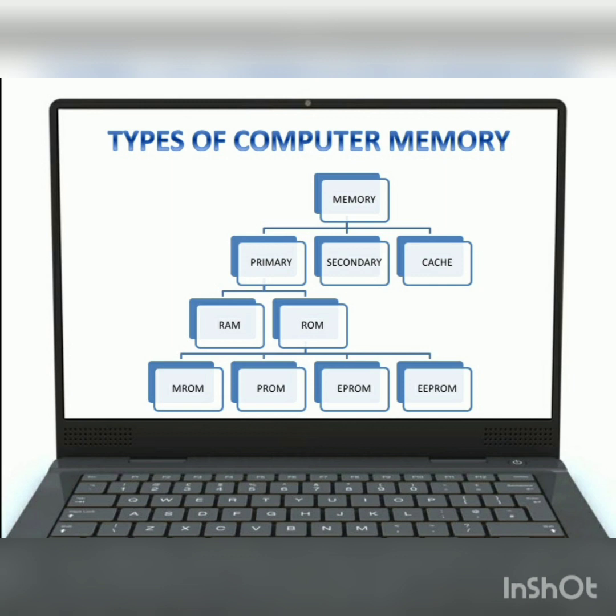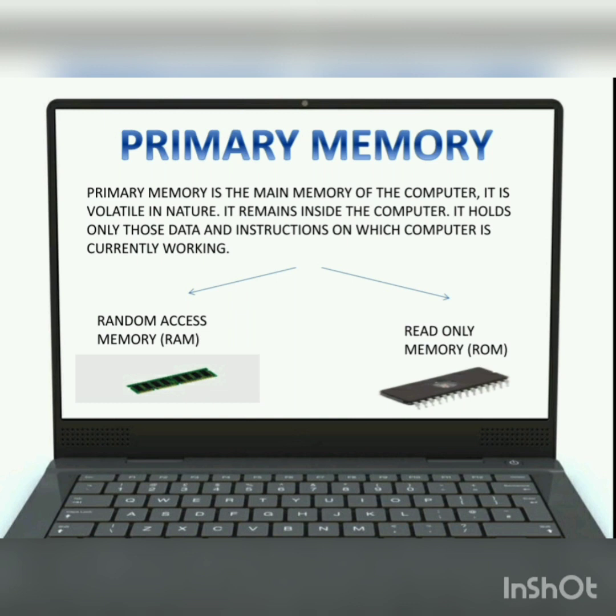Kids, now further ROM is divided into 4 categories. How many categories? 4. That is MROM. Next one is PROM. Third one is EPROM. And the last one is EEPROM. Today, we are only going to read about the primary memory and its types.